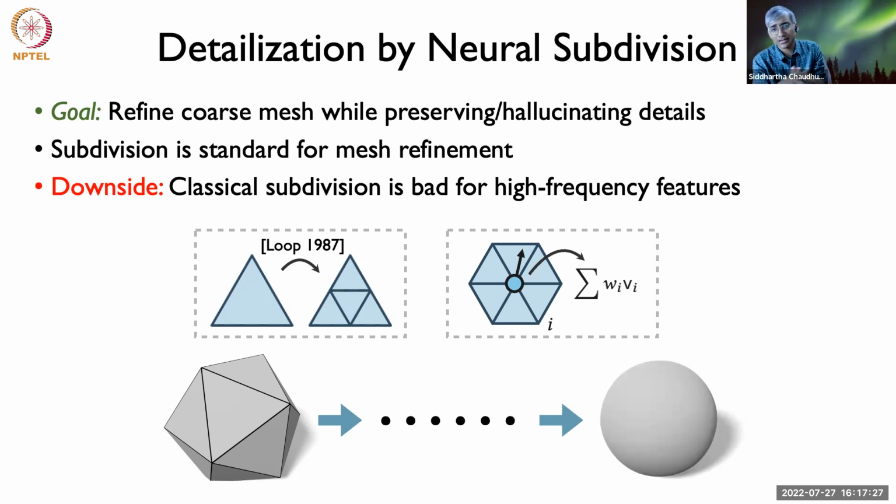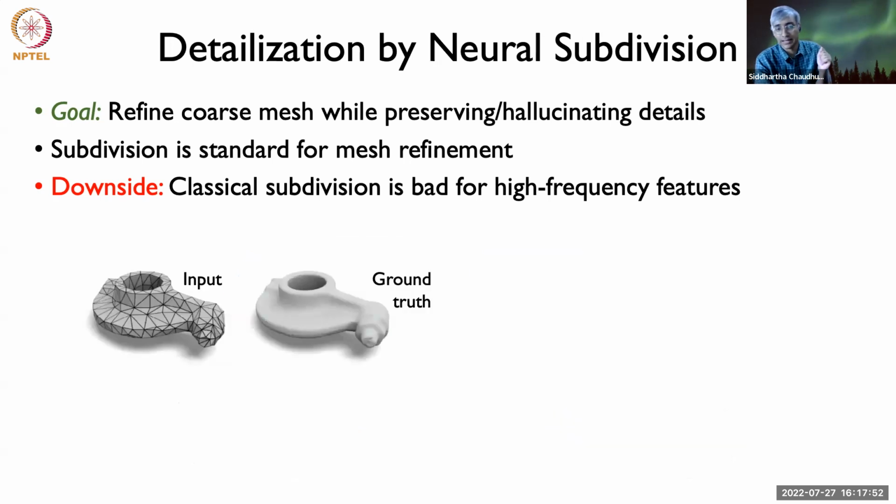And the problem is that if you are trying to subdivide a real world mesh in order to detailize it, in order to increase its resolution and imbue it with detail, then this is bad for high frequency features because everything gets blurred out into these smooth curves. This is great for modeling surfaces of cars when you know you want that sort of smooth result, but you don't always want it when you're trying to super resolve or upsample existing shapes. Okay, so the classical subdivision is bad for high frequency features.